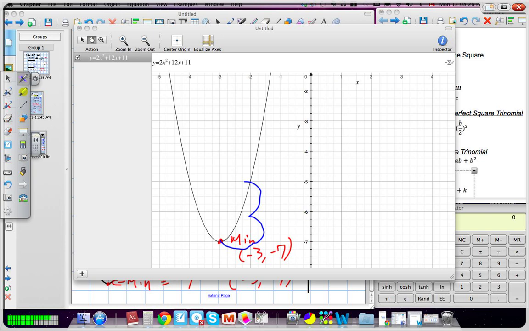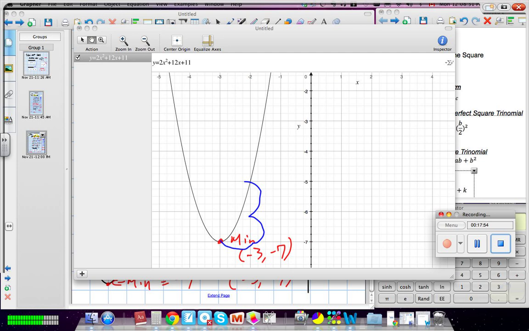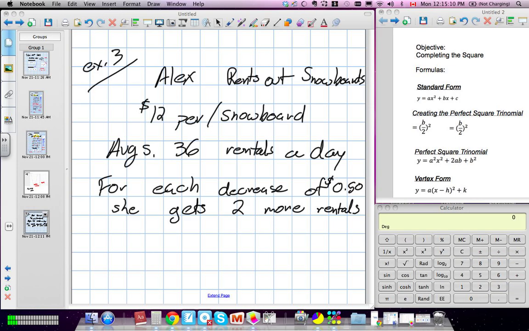Example 3. Alex rents out snowboards at $12 a snowboard. She averages 36 rentals a day. She discovers that for each decrease of 50 cents, she gets 2 more rentals. Okay? At what price can Alex maximize revenue?